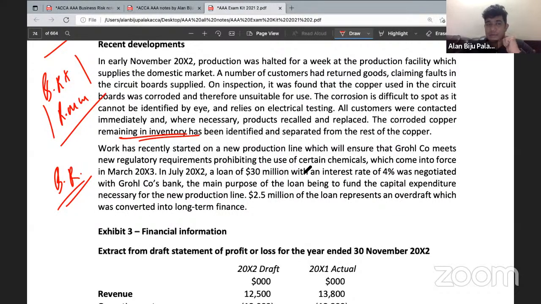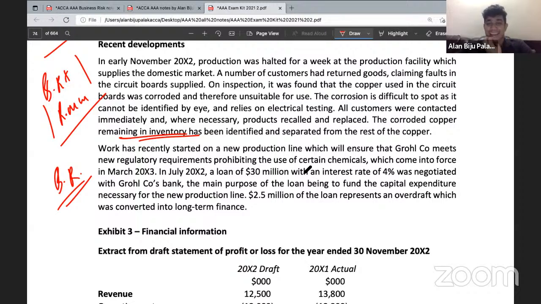Okay. Then, other than that, what else? Loan should be split between current and non-current liability. Exactly. The loan should be split between current and non-current liability. And for the timing, is it a current liability or a non-current liability? Is it a current or non-current liability? Current liability.